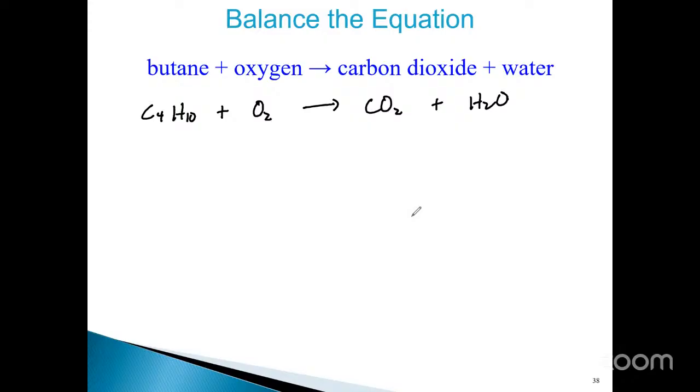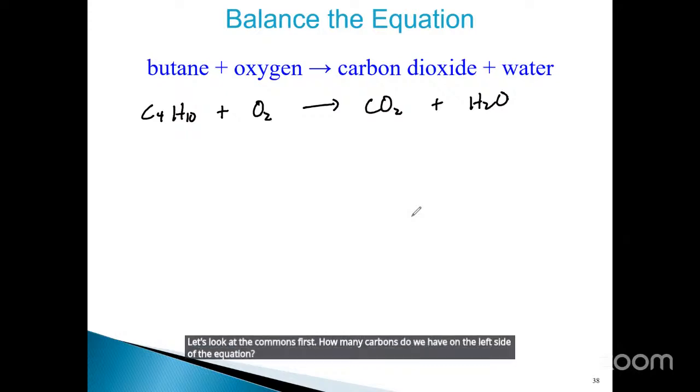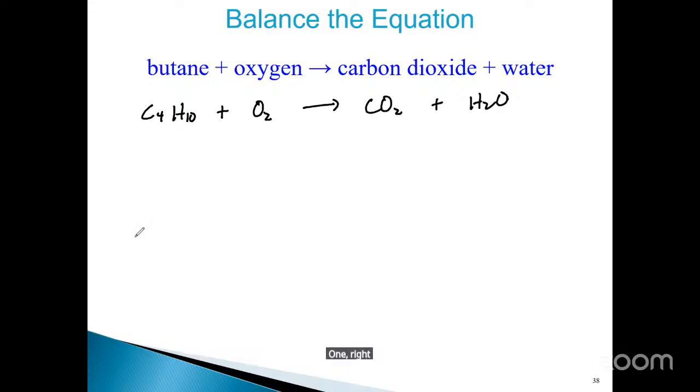Let's look at the carbons first. How many carbons do we have on the left side of the equation? 4. How many do we have on the right side? 1, right? So how would you achieve the balance of the carbons on both sides? Put a 4 in front of the CO2, all right? So that achieves the balance of the carbon.